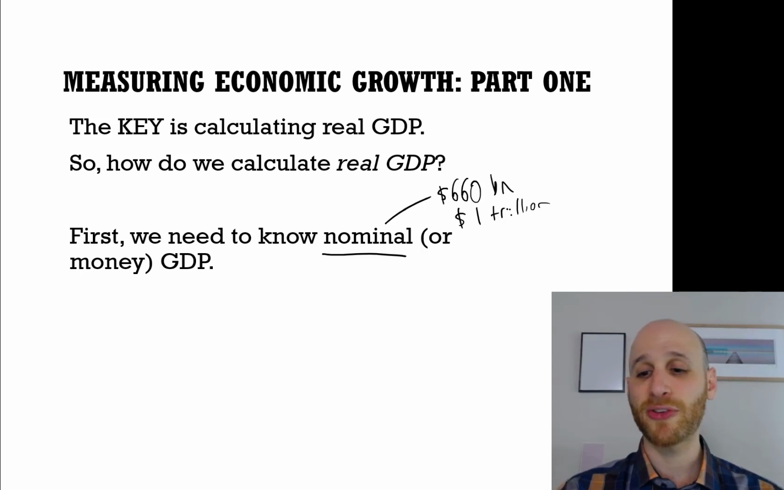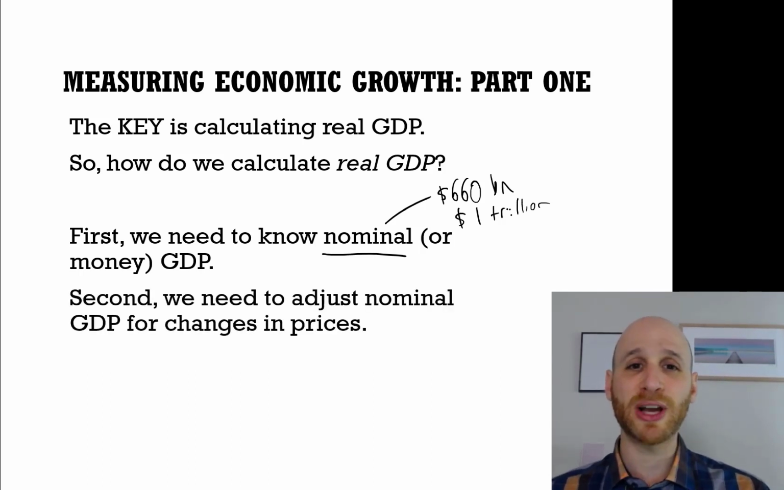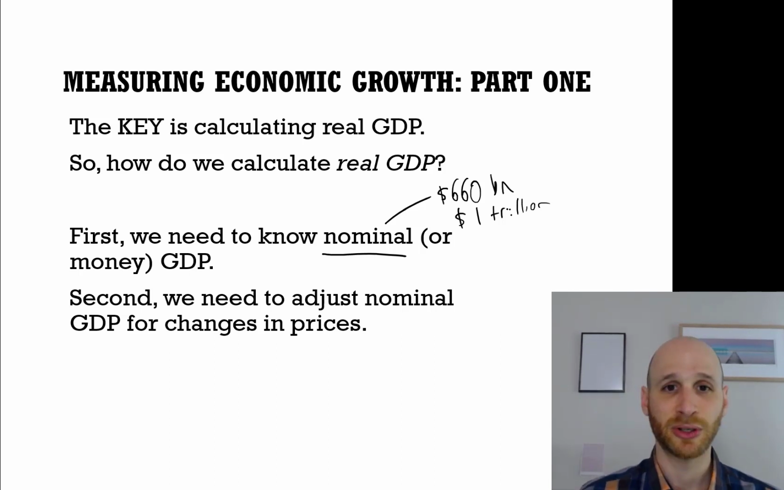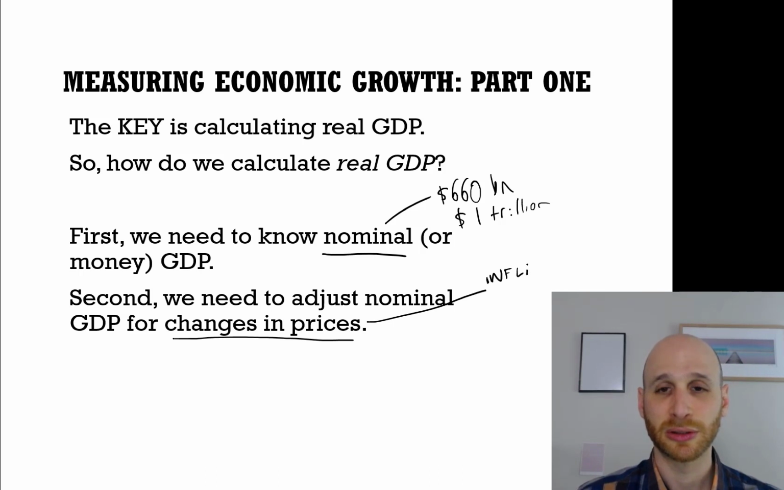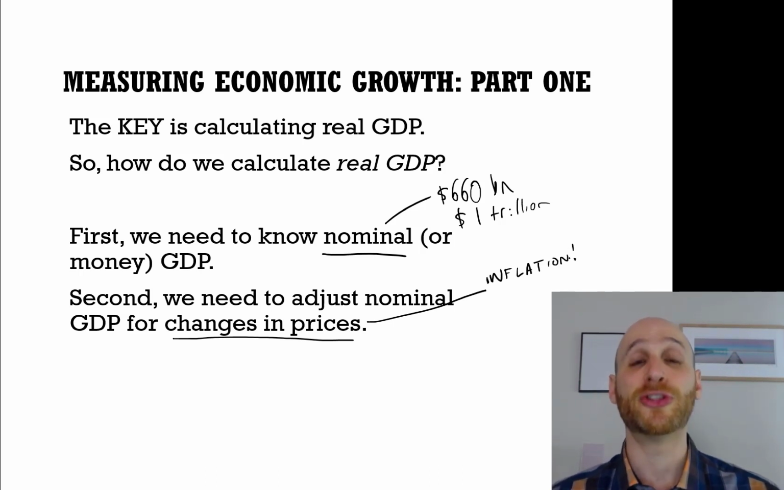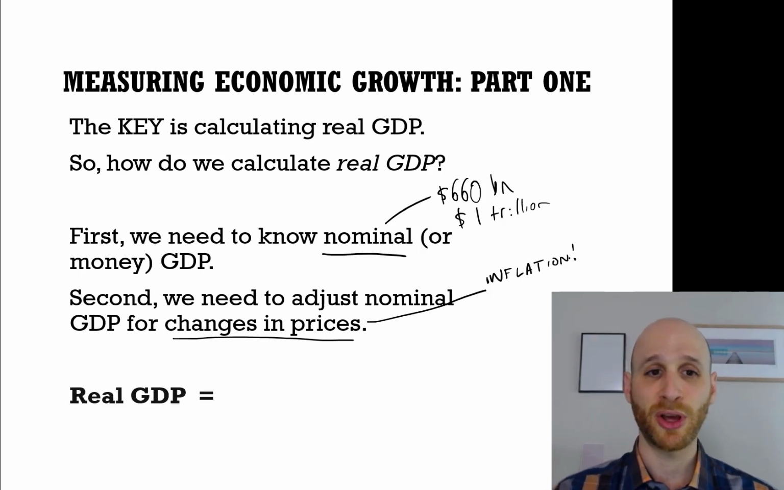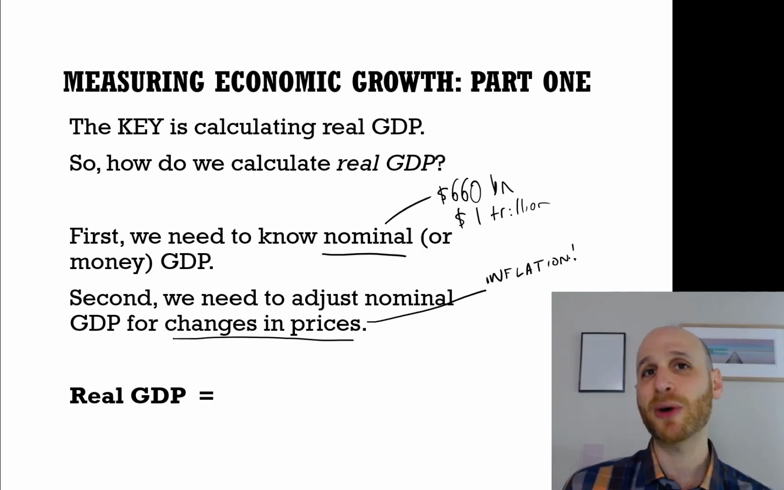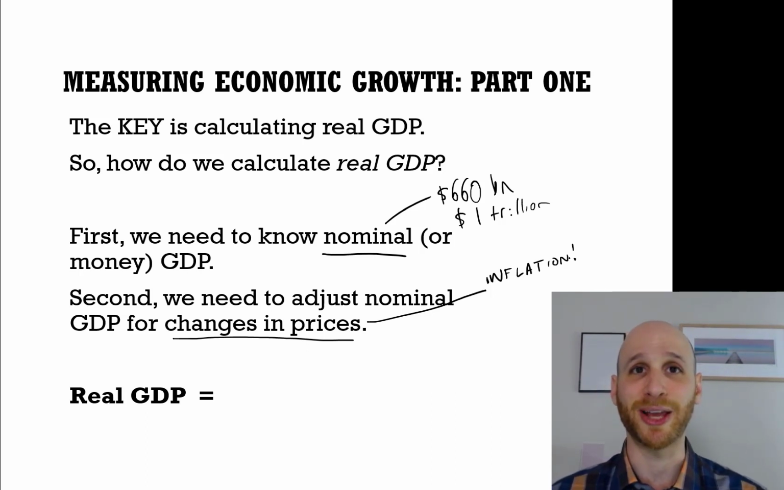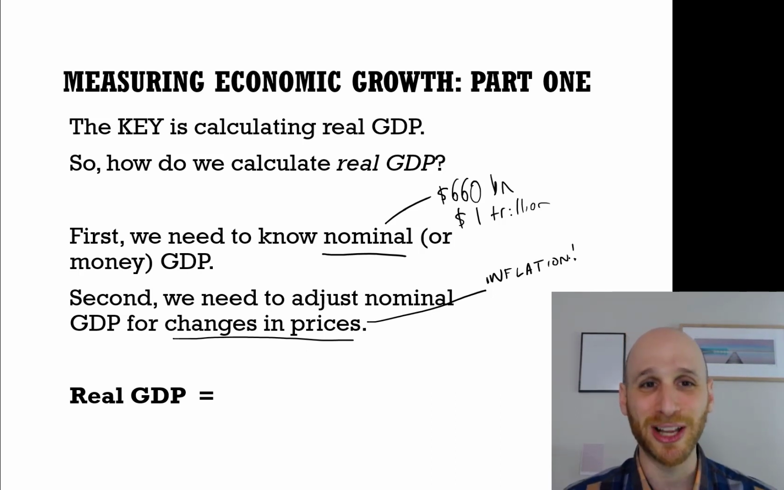But we need to go a step further. We need to adjust nominal GDP for changes in prices. So we have to consider inflation, the changes in prices, to get real GDP. So if we are trying to calculate real GDP, we start with nominal GDP, we incorporate inflation, and we get real GDP. What does this look like? I'm so glad you asked.